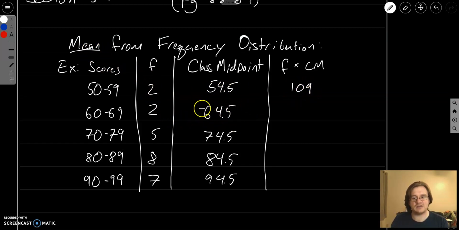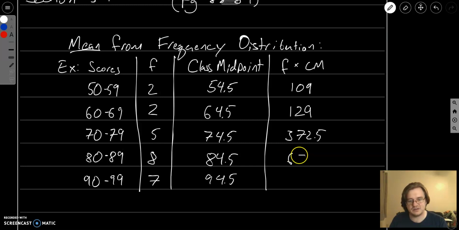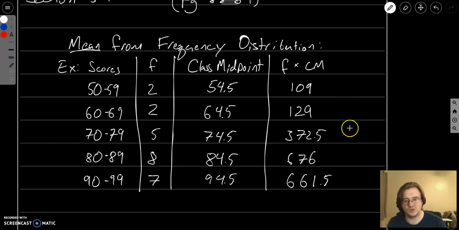So again, instead of adding 64.5 twice, I will multiply 64.5 by 2, which will be 129. Instead of adding this 5 times, I will simply multiply it by 5. And I have these numbers written down: 372.5. Instead of adding 84.5 8 times, I will simply multiply this by 8 and get the same number, 676. And 94.5, if we multiply that by 7, we will get 661.5.